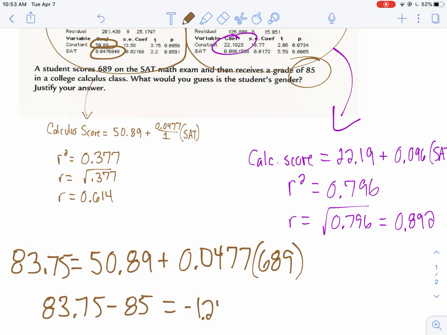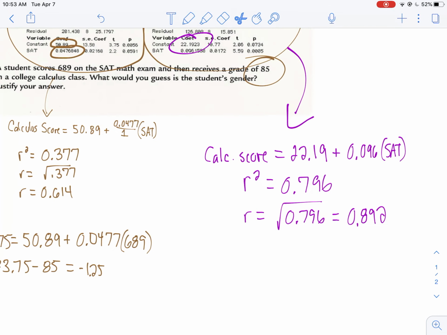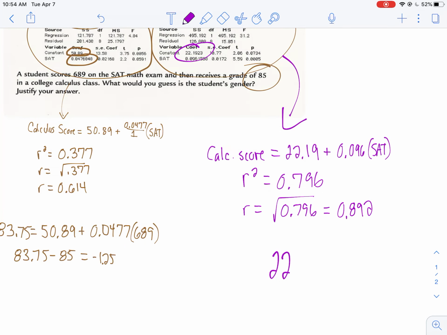All right, and I get negative 1.25 for my residual. That looks pretty good at first glance. We're going to hang on to that. So we got a really small residual here. Let's take a look here when we plug it in for the female.